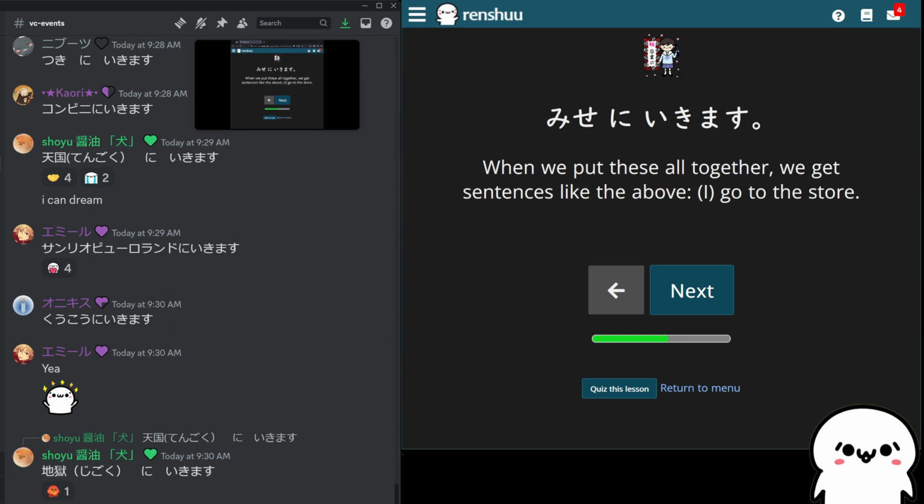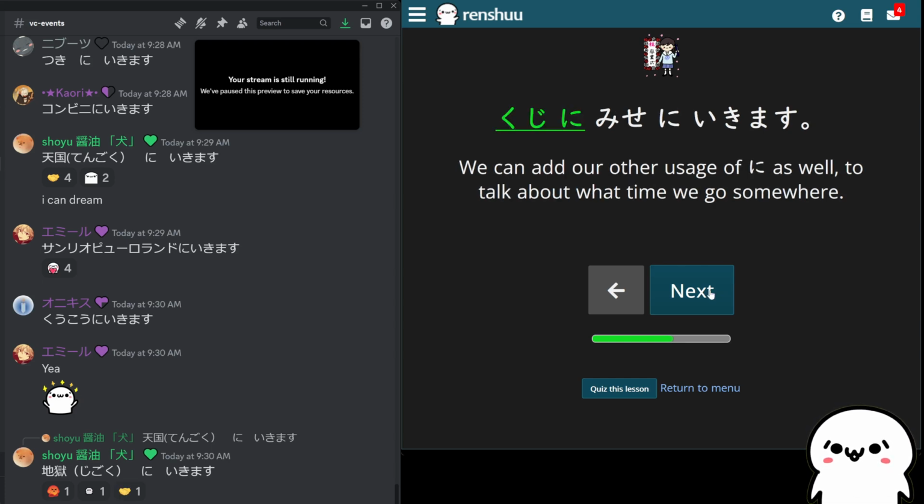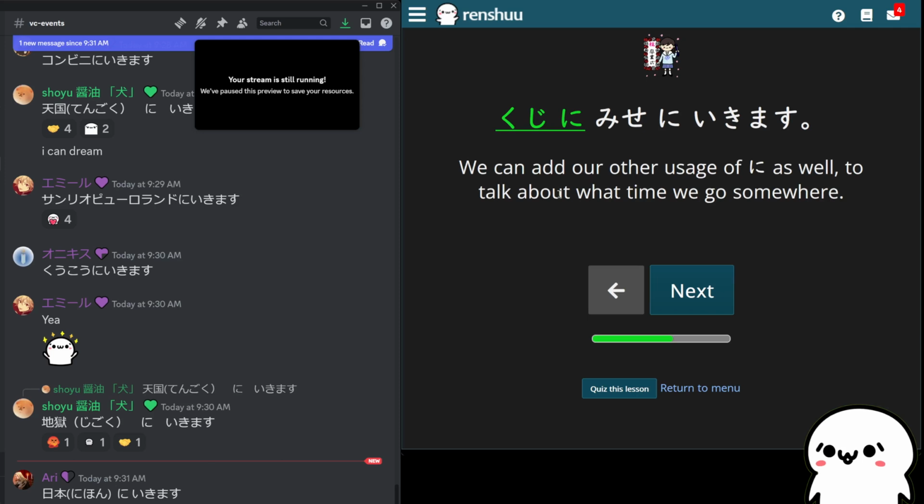Okay, let's keep going. Let's keep talking. So with this, ni refers to the direction that we're going or the destination. And we're starting to get slightly more complex sentences. So you can even use both of the ni particles at the same time. And so you could say, kuji ni mise ni ikimasu. At 9 o'clock, I go to the store.